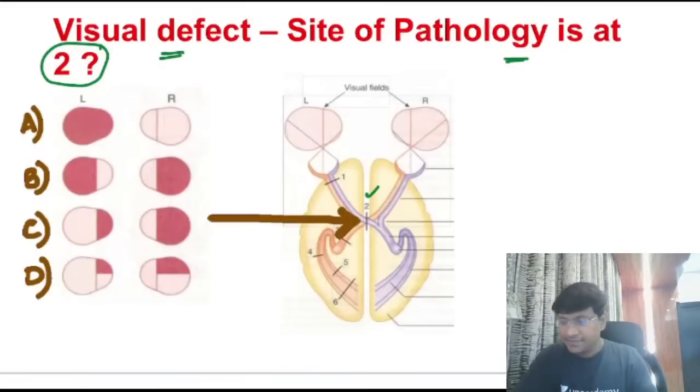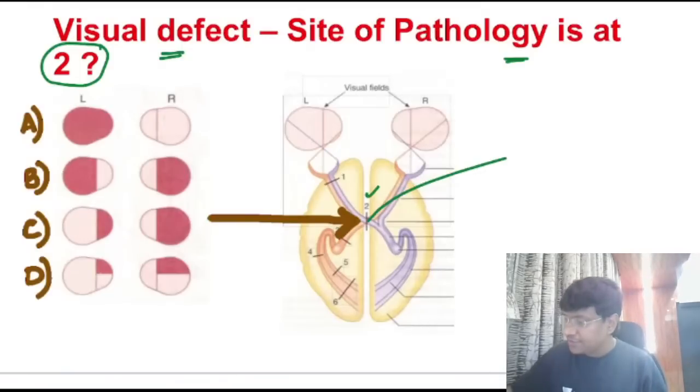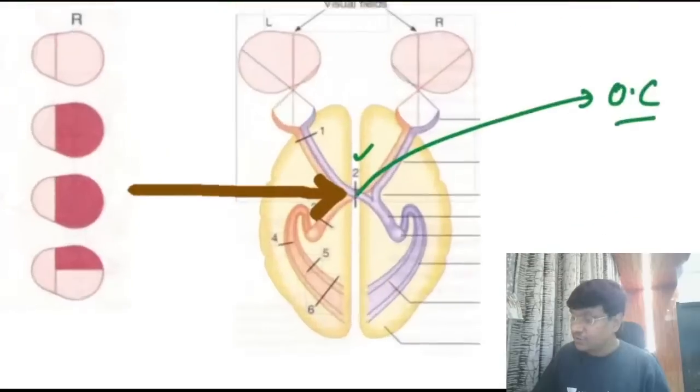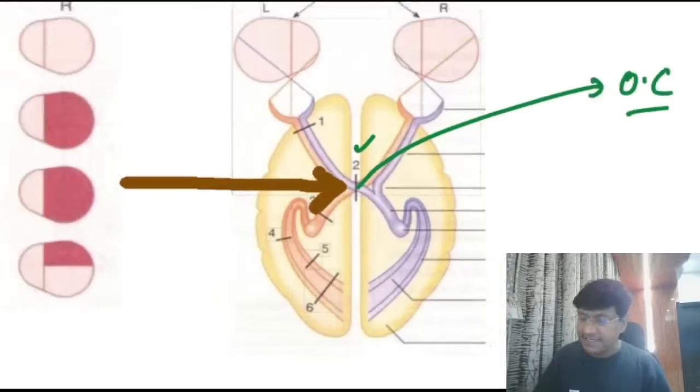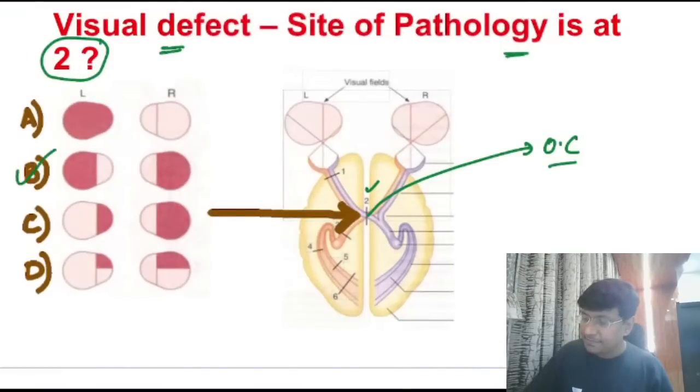The options have been given: A, B, C, D. Very good, Tushar. So now what is gone here? It is the optic chiasma which is being damaged. And within the optic chiasma, which structure has been damaged? It is the medial fibers. When the medial fibers are damaged, the individual will develop bitemporal hemianopia.